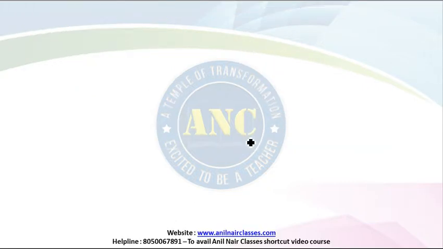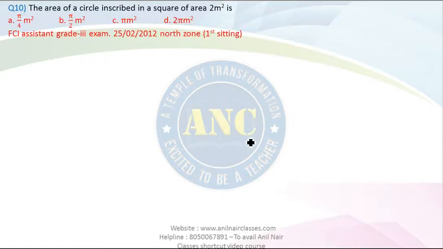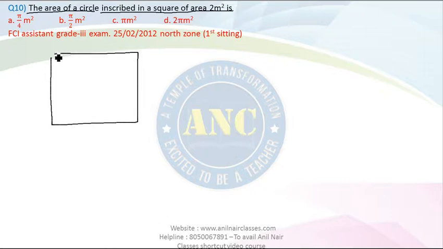Let me take one more question of a similar type so that you will understand it better. The area of a circle inscribed in a square of area 2 meter square. Now the area of the square is given right now. That means this square area is given as 2 meter square. I need to find the area of this circle which is inscribed in it.